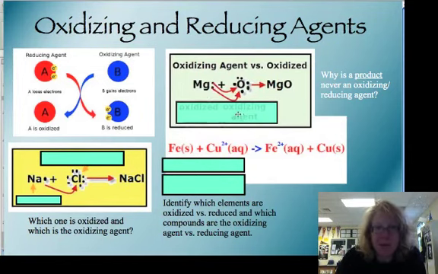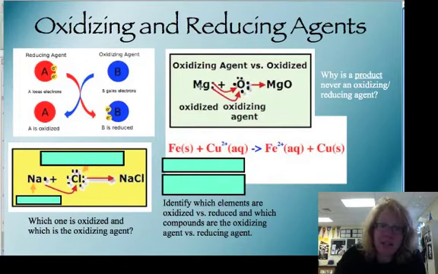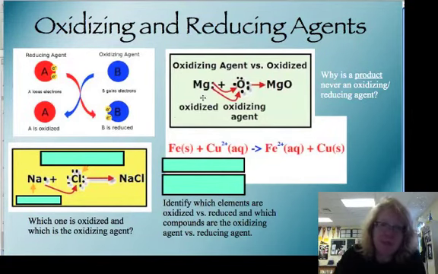It's being reduced. See, gain of electrons is reduction. Loss of electrons is oxidation. Magnesium is losing its electrons. That's why it's oxidized. So magnesium is oxidized, and the other thing is going to be the oxidizing agent. Oxygen is being reduced. Magnesium is the reducing agent. Kind of works out. It's a little bit weird.